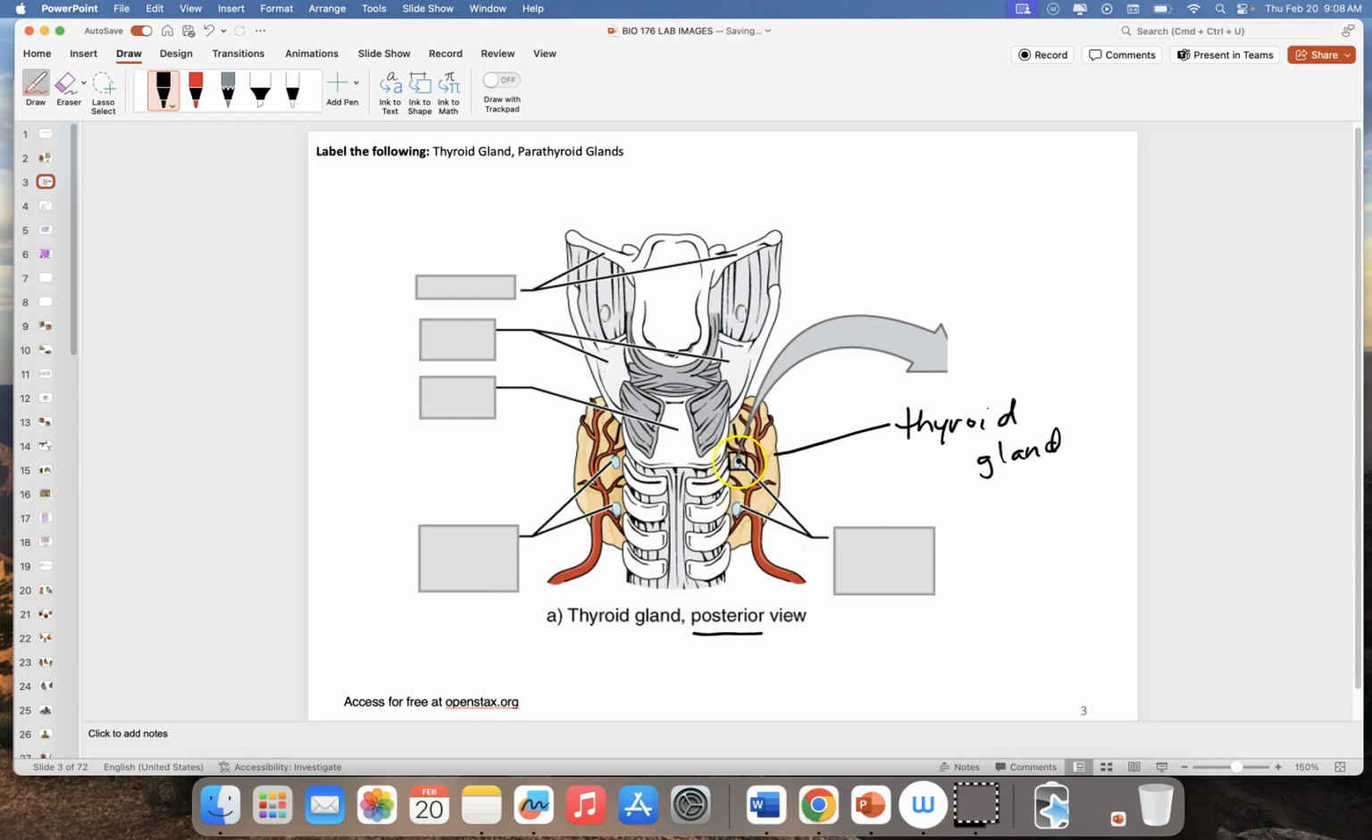And then on the back side, we can see these small oval-shaped structures, and those are the parathyroid glands. Fix my H there. And I will label them on either side for us.